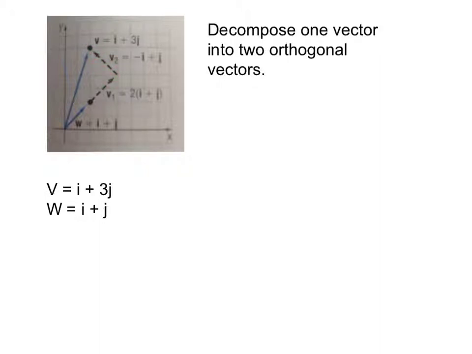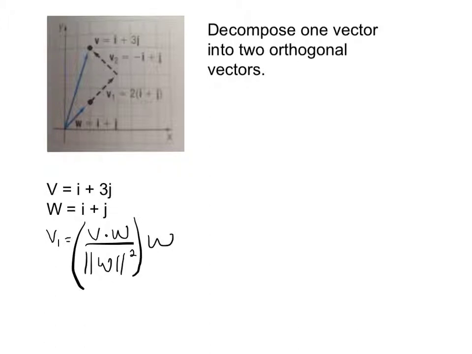Okay, and in order to do that, we need to first find v1, which is going to be represented by v dot w over the magnitude of w squared times w. So this whole thing will be a number, and then you'll multiply it by, in this case, i plus j. Okay? And then v2 is simply taking v, your original vector, and subtracting the new vector v1 to get your v2.